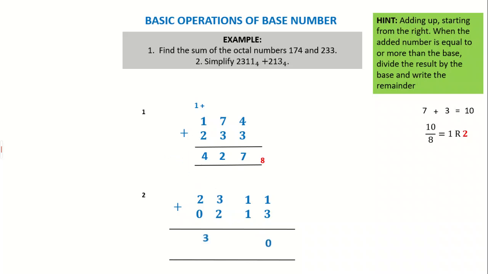Isn't it? That will give us 3. So you can put down your 3. So now, the next thing is, you'll say 3 plus 2, that will give you 5, isn't it? 3 plus 2 is supposed to give you 5. So 5 is already more than the base. So you can say 5 divided by 4.